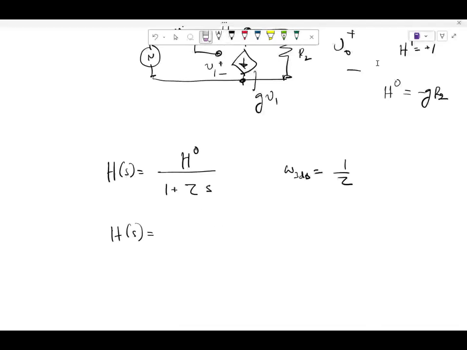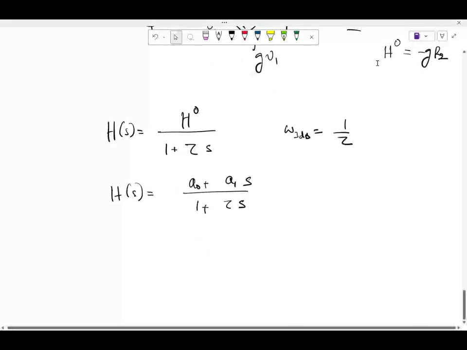If I write it in this form, A naught... So how do I estimate the bandwidth? Again, I do not want an exact bandwidth, I want an estimation. Clearly, if I just say that it also has a bandwidth of 1 over tau, there will be error. I want a slightly better estimation, right?